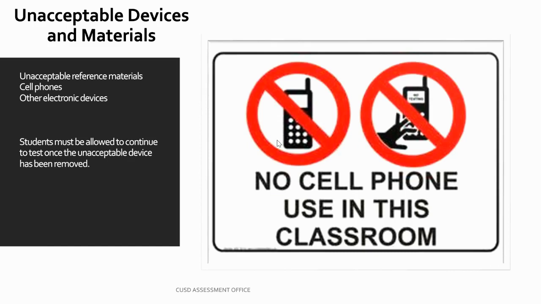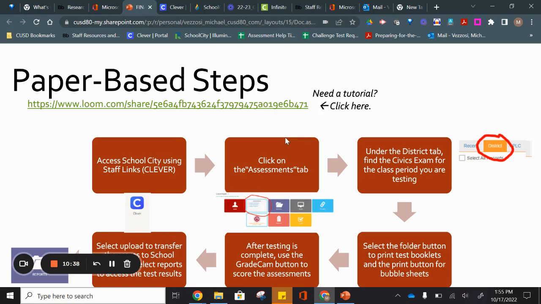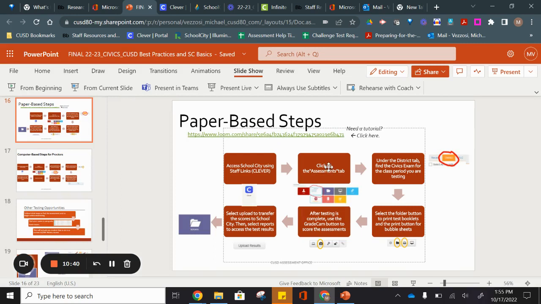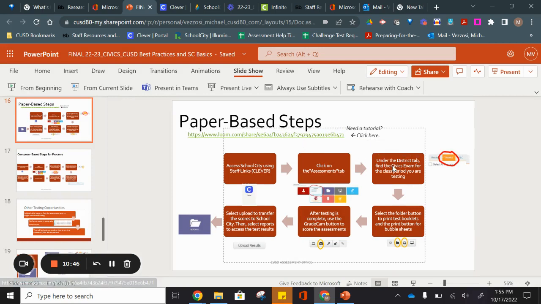I'm going to get off the actual slideshow here because it keeps moving forward without my doing. So the steps to the paper-based tests, we're just going to review those right here. There is a tutorial that, if you look at the YouTube channel, will provide you with a tutorial on how to print bubble sheets and how to print an actual test booklet. And what I'm going to do is navigate away and show you where that's at.